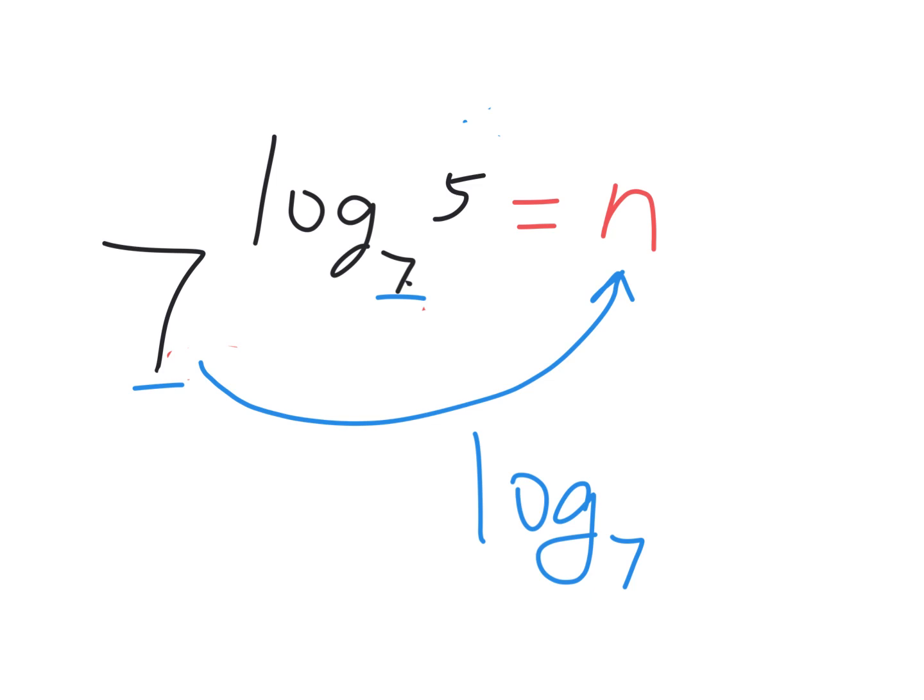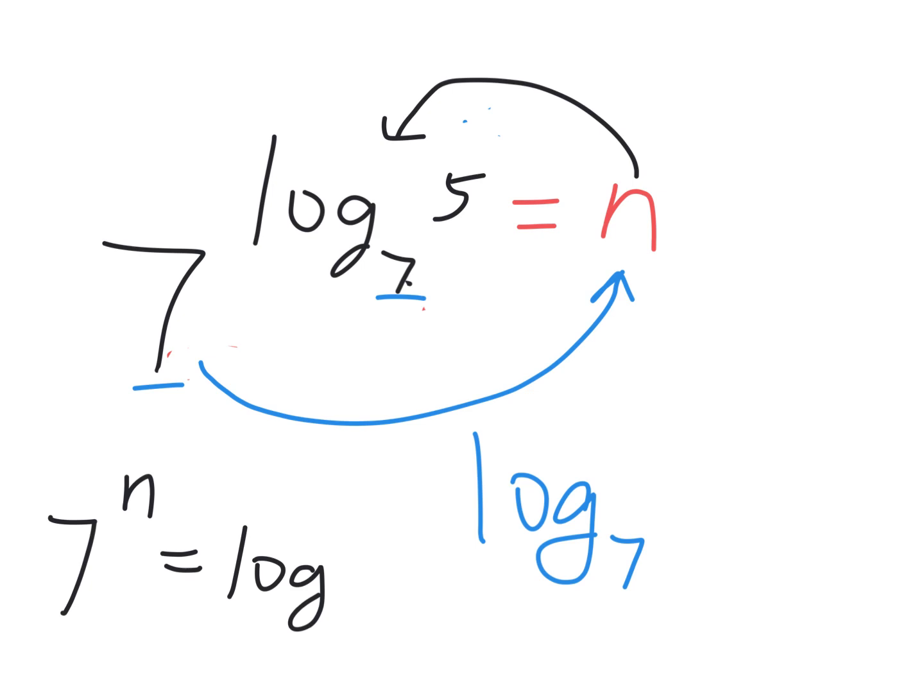Again, I know some of you are annoyed with the why. You just want to know how to do it. Well, the answer is 5, but here's why it's 5. Because 7 to the n would have to equal log base 7 of 5 because of the circle of logs.